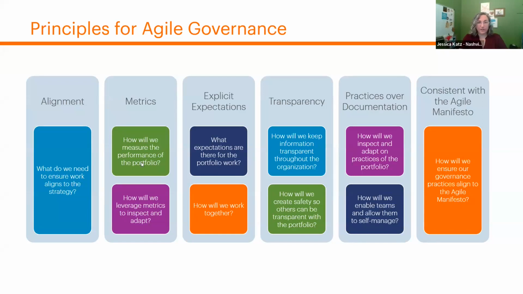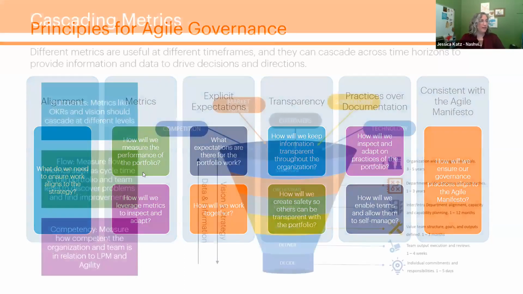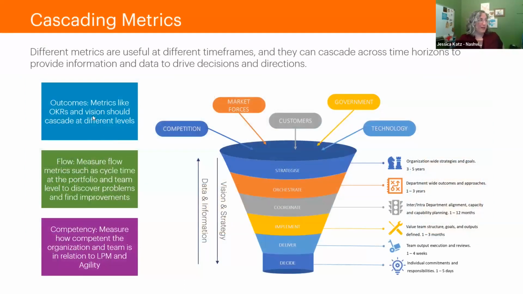What we're going to dive into here in this next couple of slides is metrics. So an example of metrics for outcomes could be OKRs and vision. They need to cascade to different levels. I want to just put a caveat in for OKRs.